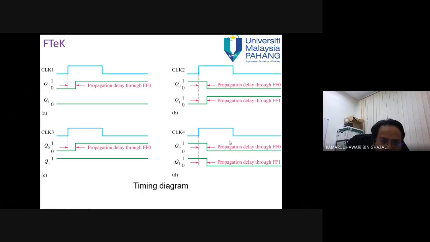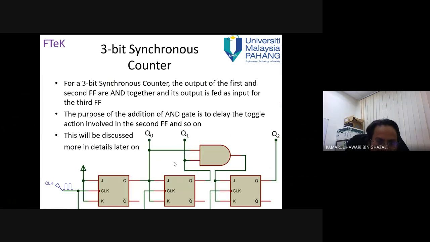If we look at the waveform carefully, it overcomes the problem of propagation delay. This is the timing diagram that explains the propagation delay of asynchronous and synchronous counters. There is propagation delay through flip-flop 0, flip-flop 1, flip-flop 0, and flip-flop 1. So it has propagation delay if we look at the timing diagram.